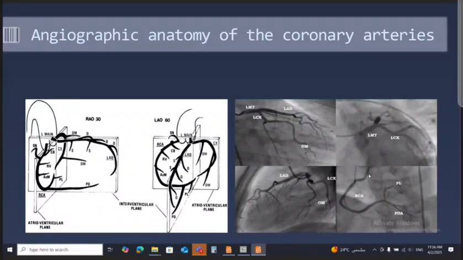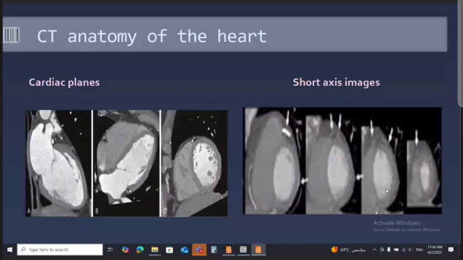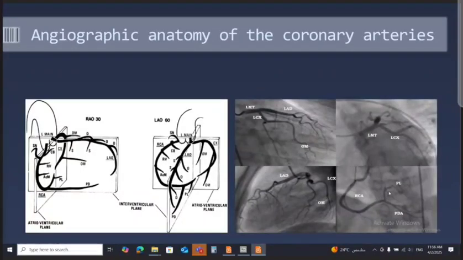This is the right coronary artery. This is the proximal segment, mid segment, and distal segment of the right coronary artery. It ends by bifurcation into the posterior descending artery, which appears here bifurcating, and the posterolateral branch, which is the terminal branch of this dominant right coronary artery.